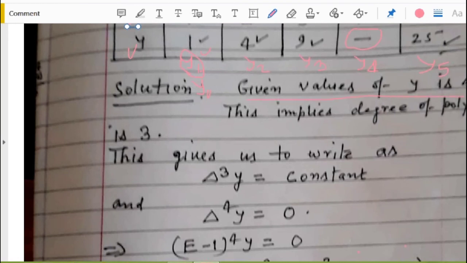Given values of y is 4. How many values are given here? 4. This is 1, this is 2, this is 3, this is 4. 1 is missing. So if values are 4, then we are to begin with the values of 4. 1 is not given, so we would not count this missed value of the function. I think you agree with me. This implies that the degree of the polynomial is 3.